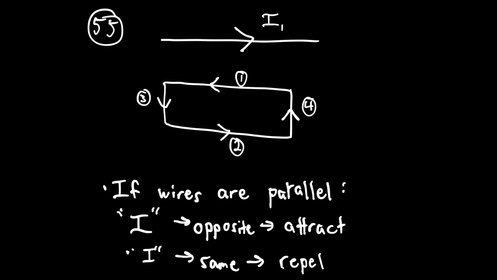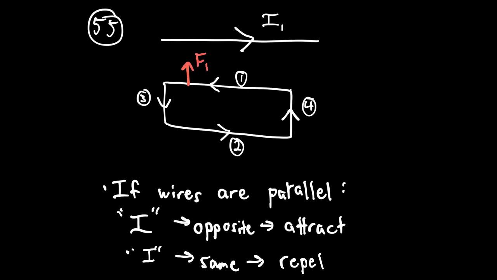So let's see how that relates here. I have current I1. In this upper wire, the current is going to the right, and in this wire 1, the current is going to the left. So are these wires going to be attracted to each other, or repelled by each other? They're going to be attracted. So is wire 1 going to move up, or down? It's going to move up. So that is the direction for that wire.